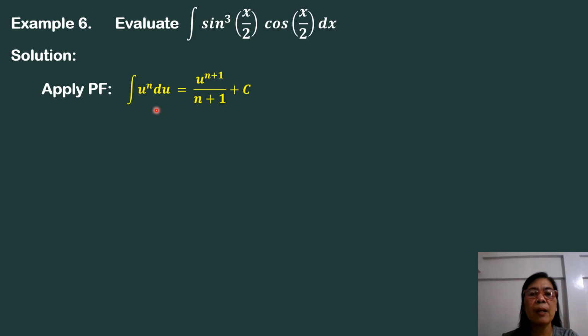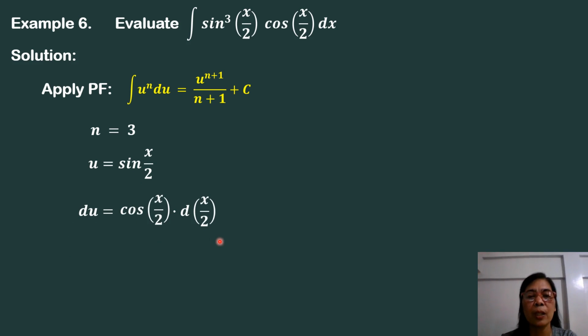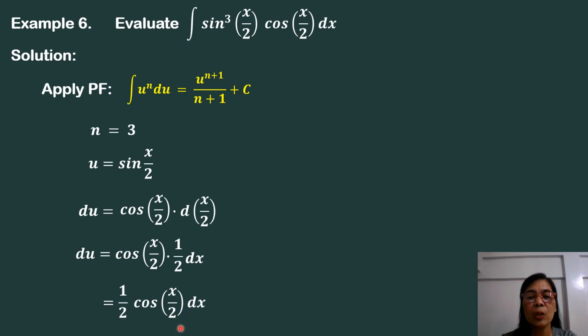So here we can have the value of n, which is the exponent, equal to 3. The base of the exponent 3 is sine x over 2 as the value of u, and the differential of u will be evaluated directly from its value. So we have the differential of u is equal to the differential of sine angle, which is equal to cosine angle times the differential of the angle. So further, we have the differential of x over 2. We can just factor out the factor 1/2. So we have cosine x over 2, 1/2 times the differential of x, or we have 1/2 cosine x over 2 times dx as the value of our du.